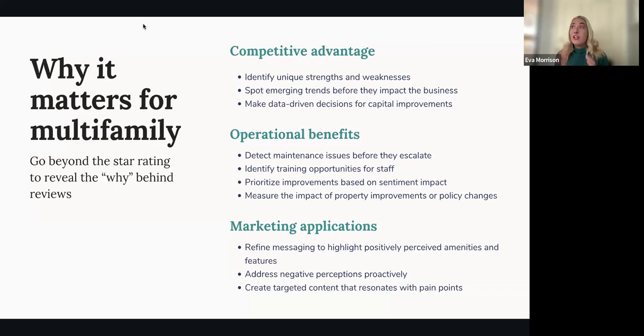And again, it helps us not just prioritize those things, but actually measure the impact of those improvements and policy changes. Now we can really quickly see, did this training work? Is the overall sentiment for our staff at this community going up? Or maybe did this policy change lead to more positive renter sentiment? Or are we still seeing it stay at neutral? And that implies that we need to go back in and maybe try a different approach there.